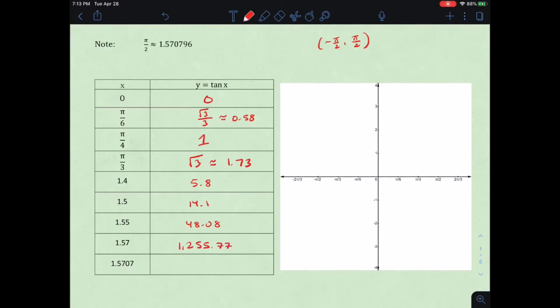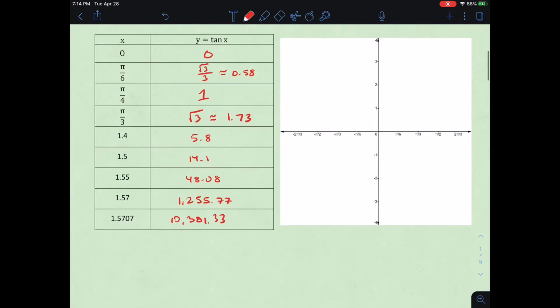1,255.77, which is pretty crazy if you think about that. Just by moving x over 0.02 units, look how much it jumped. Now when you plug in 1.5707, just by moving 0.0007 over, you should have got something around 10,381.33. So what you notice is that as x gets closer and closer to pi over 2 from the left-hand side, the tangent function gets bigger and bigger, right? We say it approaches infinity.